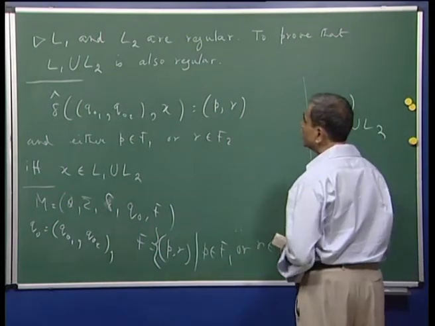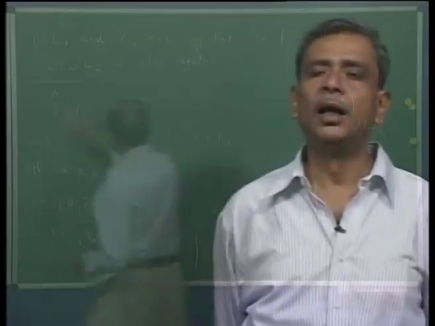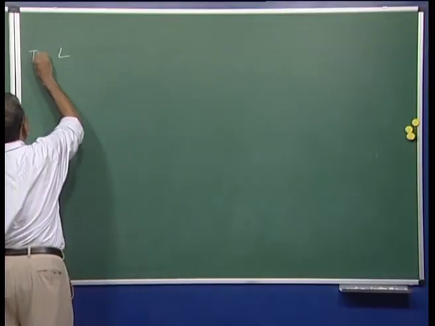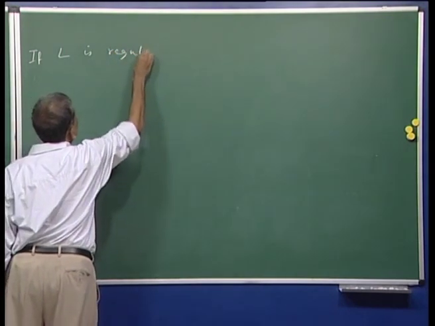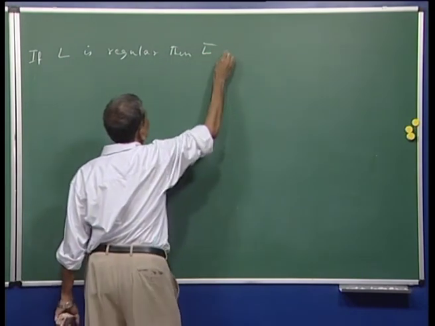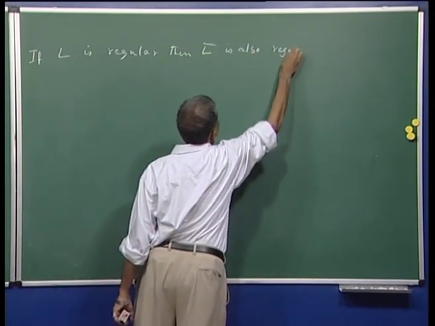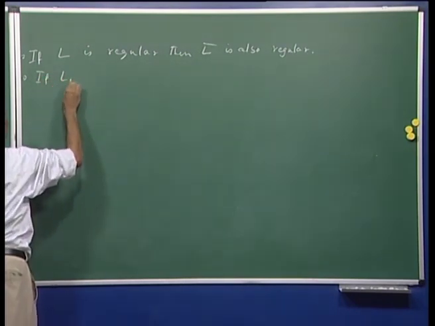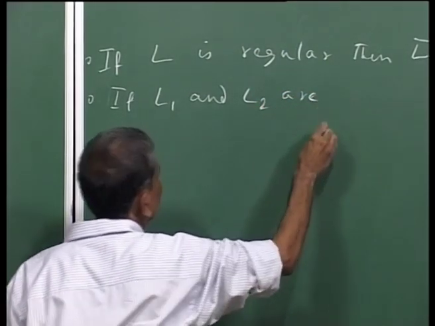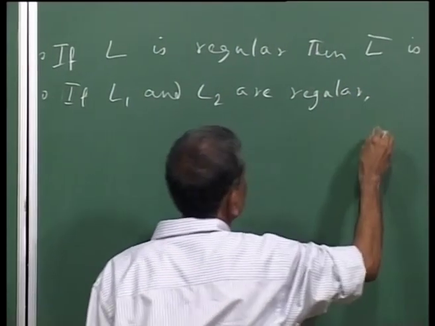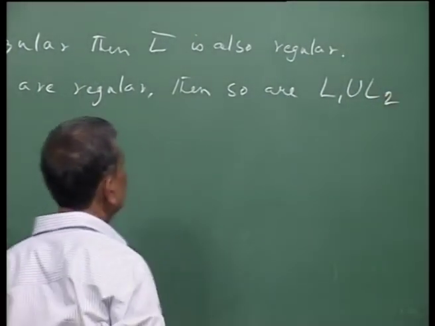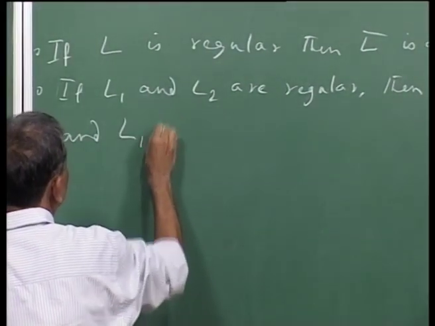Now, what about intersection? So, we have seen a number of facts about regular languages. One is that if L is regular, then complement of L is also regular. The other facts we just proved, that if L1 and L2 are regular, then so are the two languages obtained by taking union and the intersection. Okay.